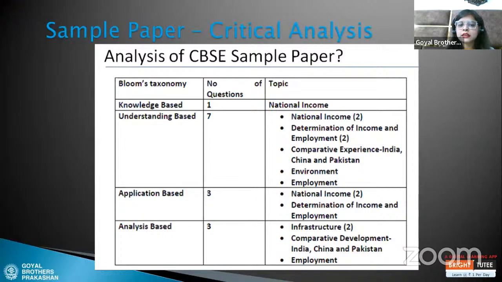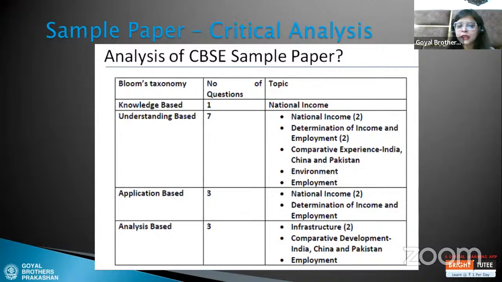In that, we can clearly see there's only one question on knowledge-based. Then there were 7 questions which were understanding-based, out of which 2 questions were from national income, 2 questions were from determination of income and employment, one question was from comparative experience of India, China, Pakistan, one from the environment chapter, and one from the employment chapter.